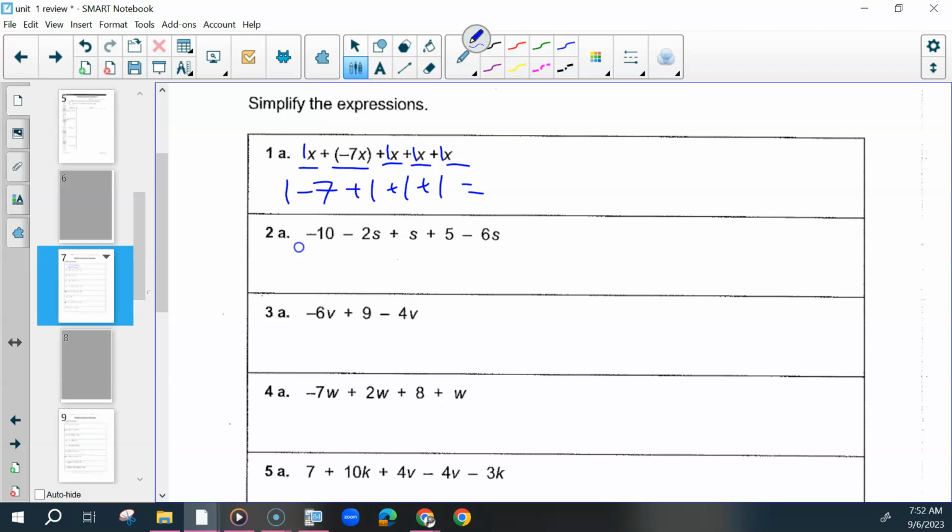You should put that all in your calculator at the same time: 1 minus 7 plus 1 plus 1 plus 1 plus 1. What would that be? Negative 3. And then we just have to remember to put the x behind it. So you could have done that in your calculator and just said that was negative 3x. Again, you won't get a question like that. This is the most basic form. Any others on this page? Next page.